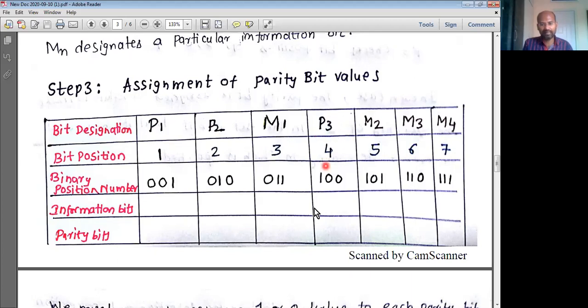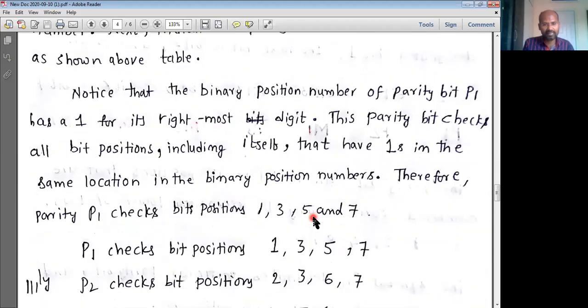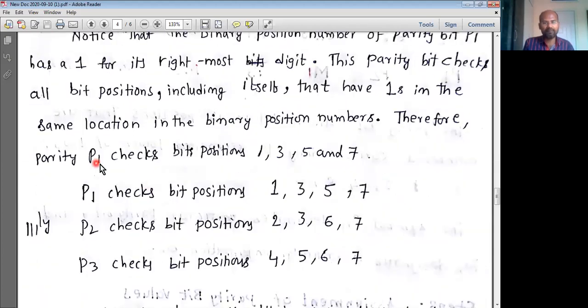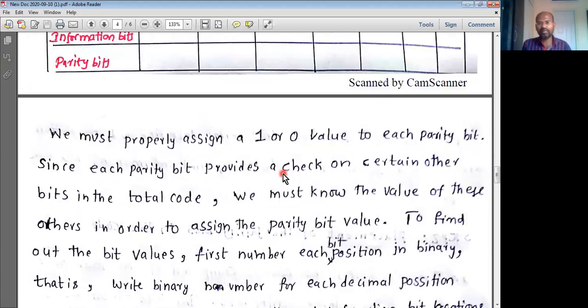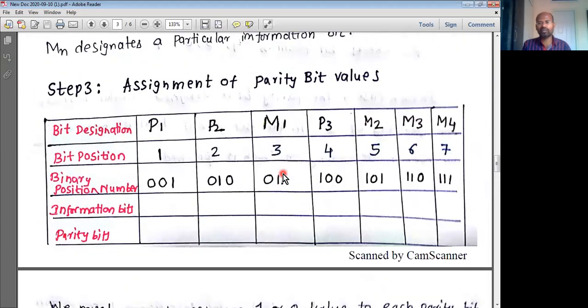Now that is given here. So first of all, see this. Parity bit P1 checks bit positions. What are the bit positions checked by parity bit P1? 1, 3, 5 and 7. In total, how many bits are we transmitting, including the parity bits? The total Hamming code has 7 bits. There are 7 bits in the Hamming code.